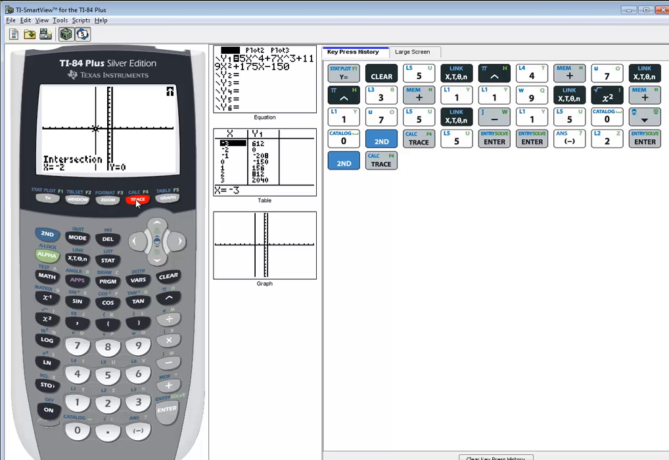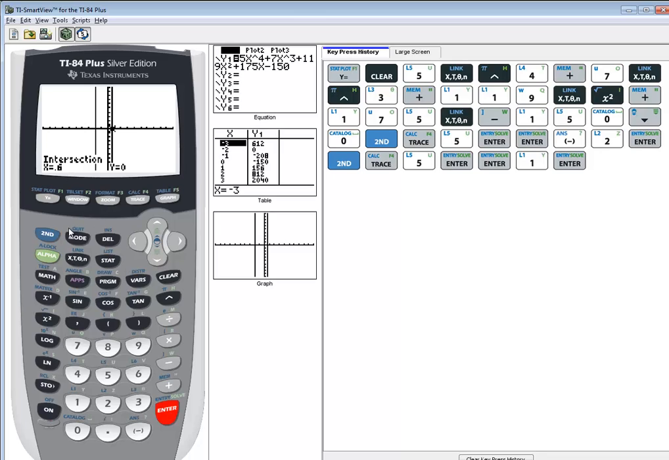So we'll do second trace, press 5 for intersect, enter on first curve, enter on second curve, and we put 1 in for the guess. You don't have to actually input the answer as the guess to get the answer, but I tend to get in that habit. If I put in 2, it should have gone back and found 1. So I do 1 and then enter, and I expect my answer to be 1.